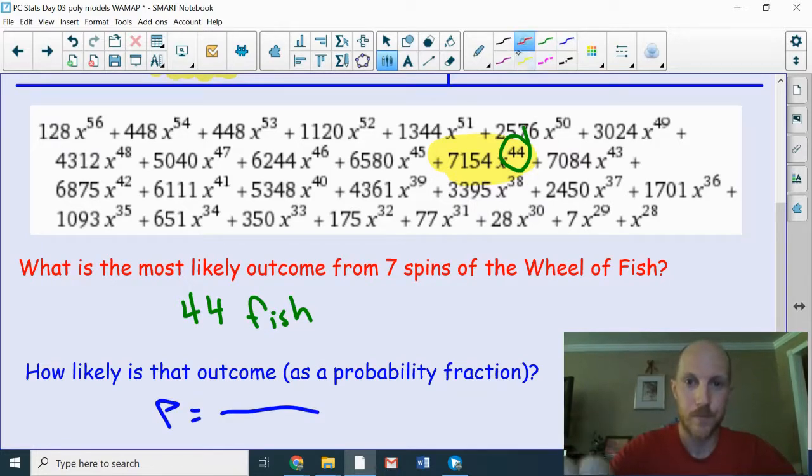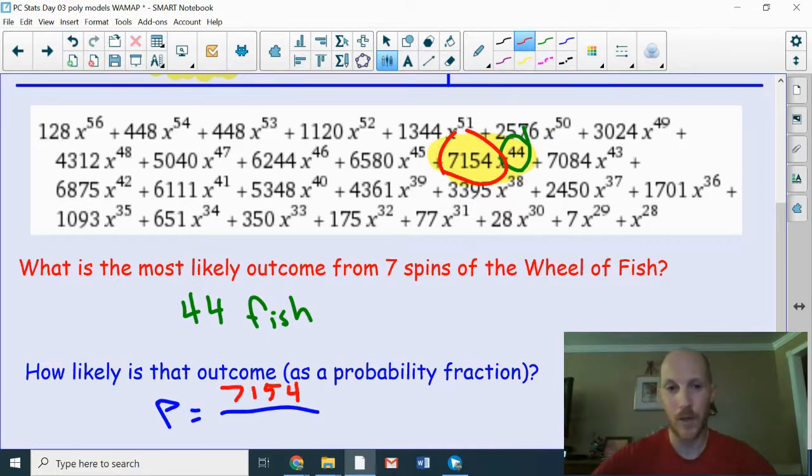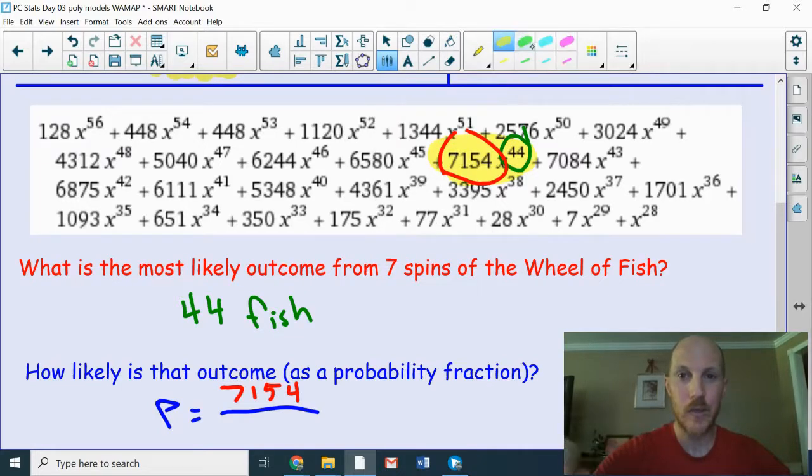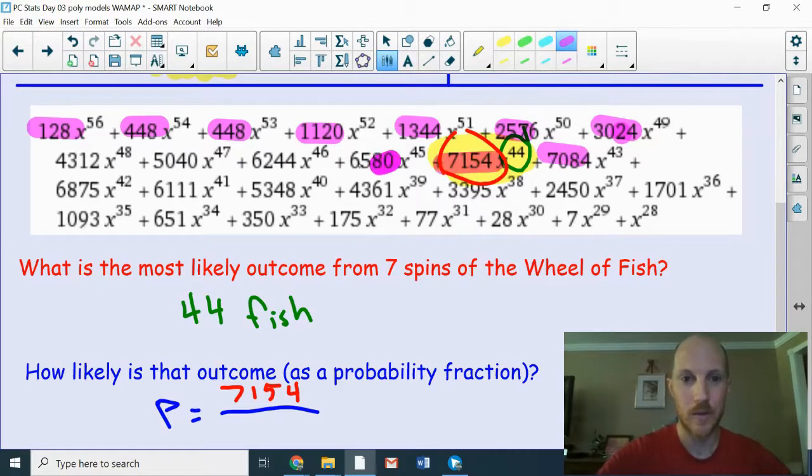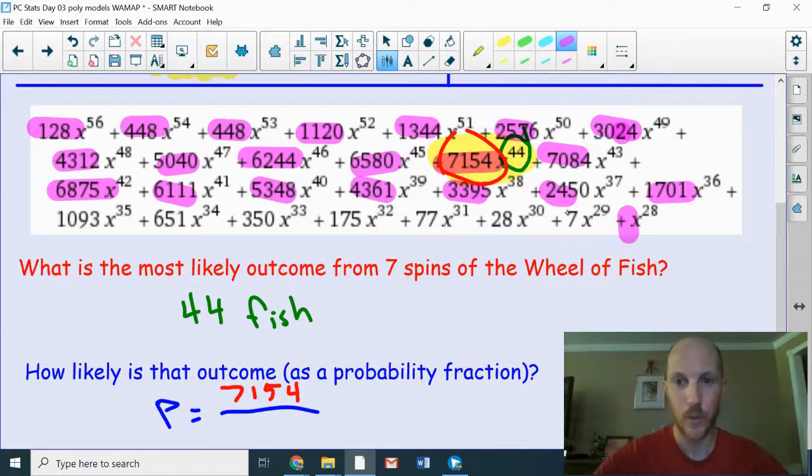The coefficient goes on the top of my probability fraction. The bottom of my probability fraction is the total size of the sample space. So to find the total size of the sample space, if you're not remembering, I'll give you 2 options. One option, add together every single one of these coefficients in that whole entire expression. Don't forget the 1 right there.